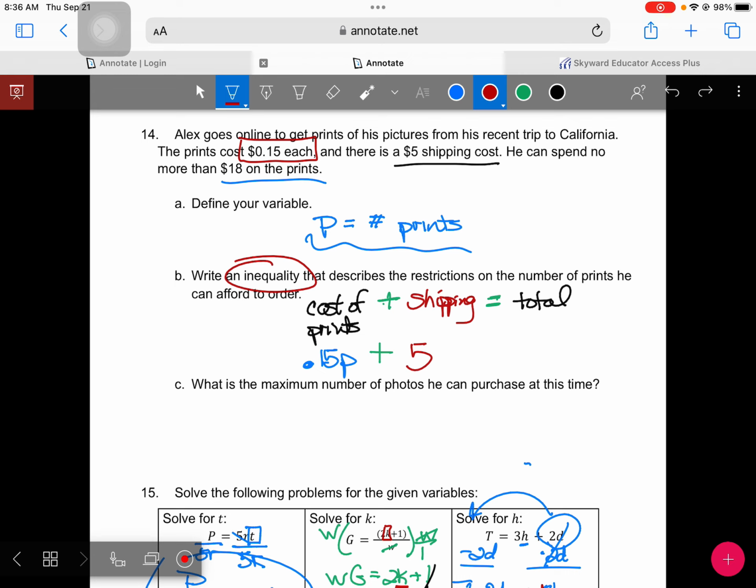What kind of inequality am I going to write? That is a $5 shipping cost. Which one? Greater than. So my costs have to be greater than the $18 that I'm going to spend? Has to be less than. If you only have $18, as far as I know, they don't let you buy more than what you could pay for. Darn it, right? So less than or equal to, and what's my total? 18, what?